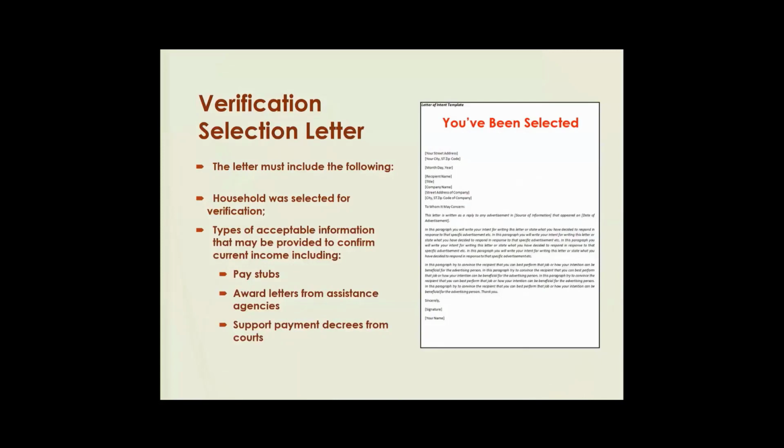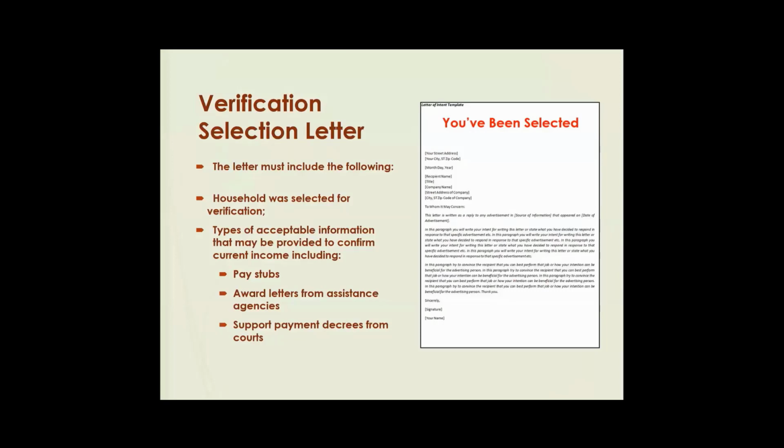The SFA must send a letter informing the household of selection and of the types of information acceptable to the SFA. You want to retain a copy of these letters in the verification file, as some software systems regenerate letters with the date of regeneration and not the actual date the letter was previously mailed. By this point in the school year, all letters have been approved or should have been approved by the state agency. So the verification selection letter should contain the following elements.